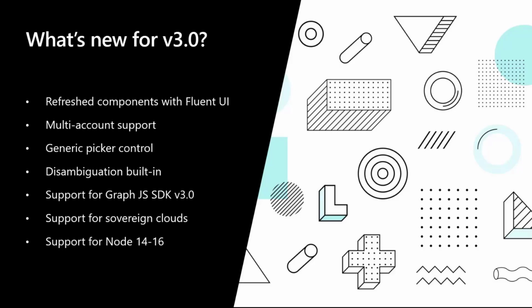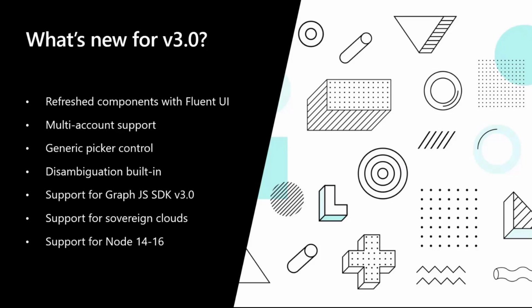That way, they will not have any collision with other components. It's a very niche feature that will save a lot of time for a lot of you who are building SPFx solutions. We're now going to support the Graph JavaScript SDK V3, with a vision on our side to support also V4 in the future, not for now, but for later.